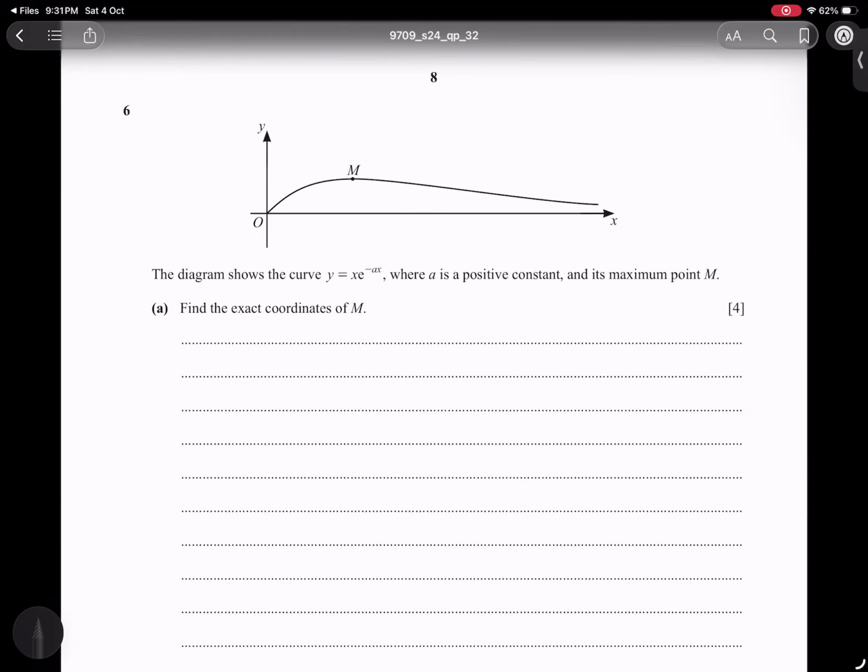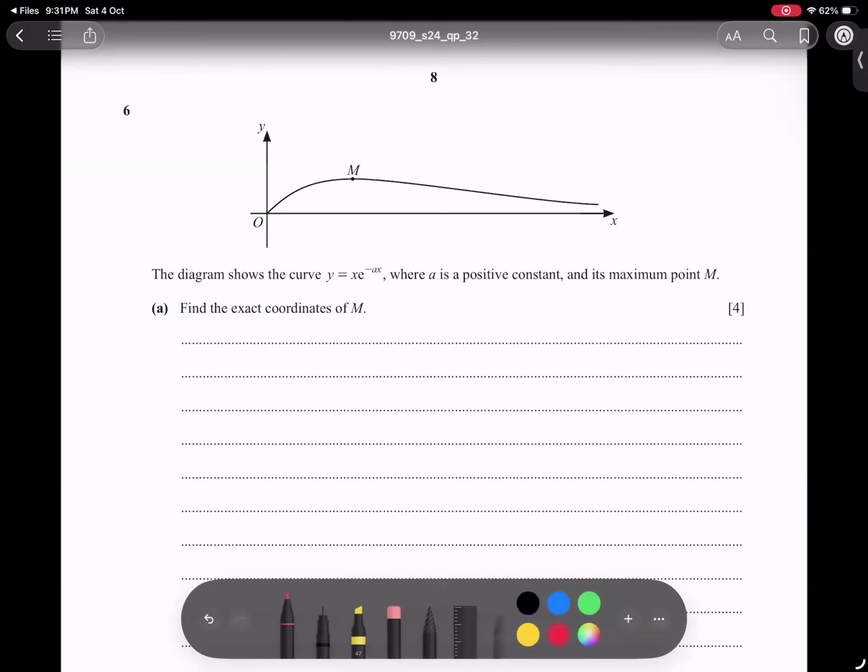The topic is differentiation and integration. First of all, it says find the exact coordinates of M, where M is a point of maxima. So have a look now at how we can continue. Okay, and part number 1.